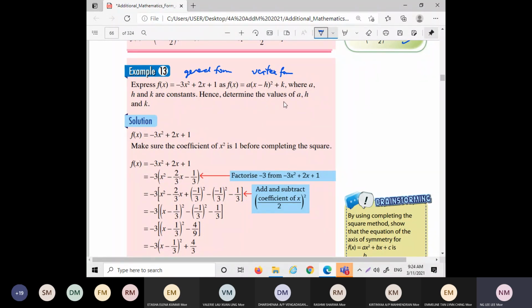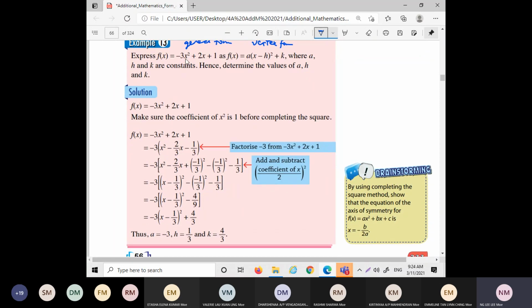Okay, same thing, you have to determine the values of a, h, and k. So now we continue. This is in general form. First thing, make sure the coefficient of x squared is 1 before completing the square. How do you make sure the coefficient of x squared is 1? By factoring out the -3, which means you divide every term by -3.